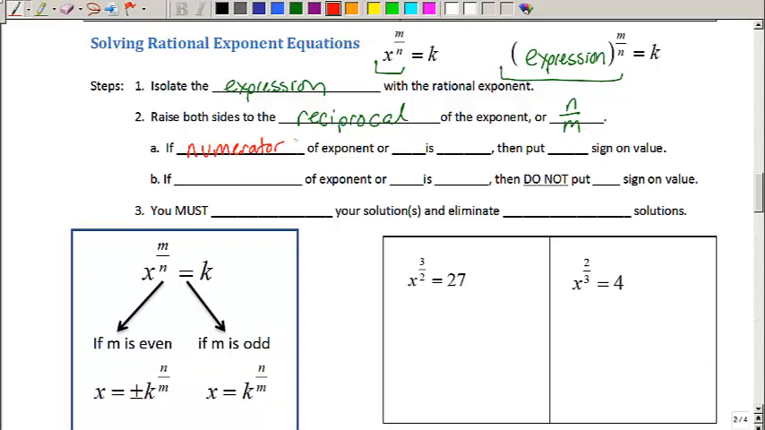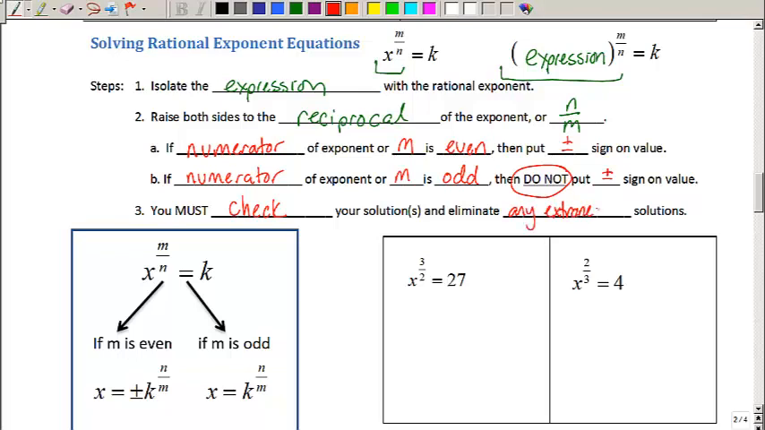of the exponent, or m, of the original equation, is even, then we're going to need a plus or minus sign. The evens have plus or minus, just like when we took square roots we need plus or minus. When the numerator is even, we're going to need plus or minus. If the numerator of the exponent, or m, is odd, then do not put a plus or minus sign. Do not.